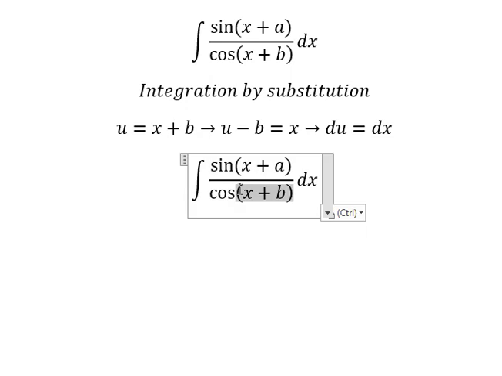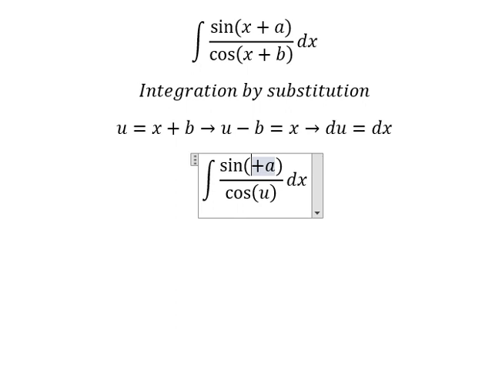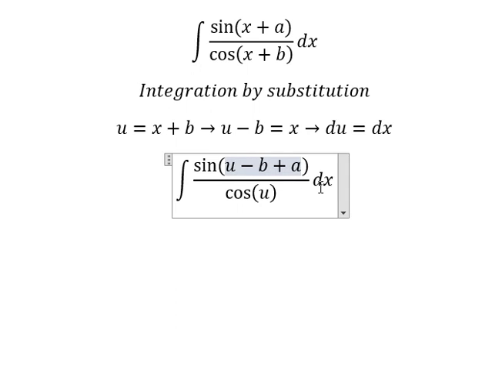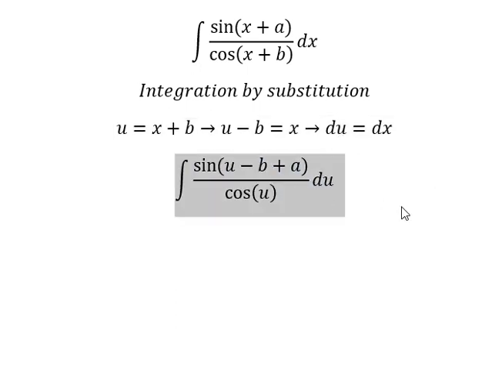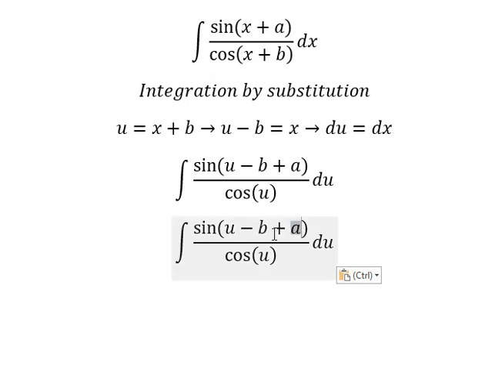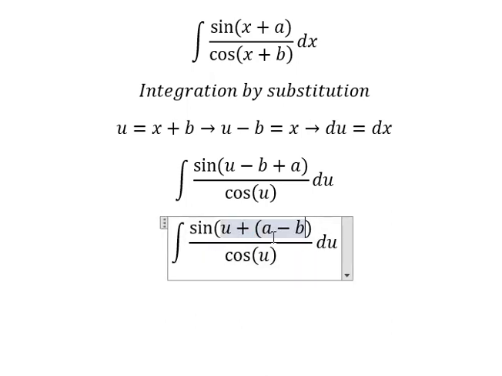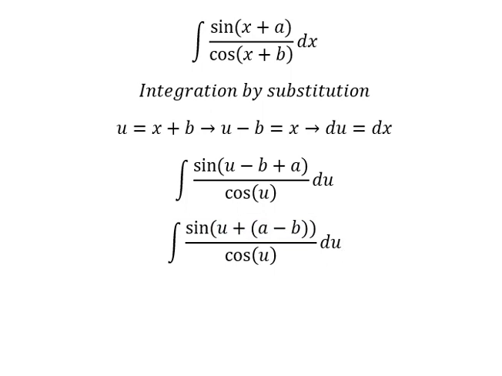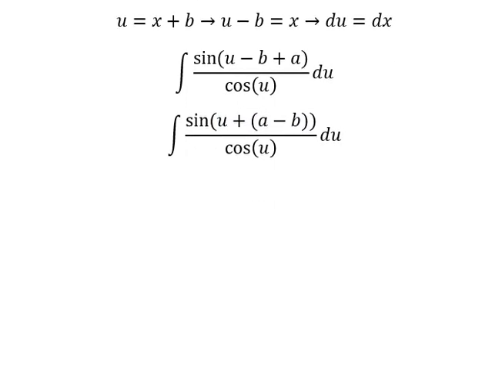So this one we change for u. S we change for u minus b. The s we change for the u. So this one we can put like this. So we have the formula in here.